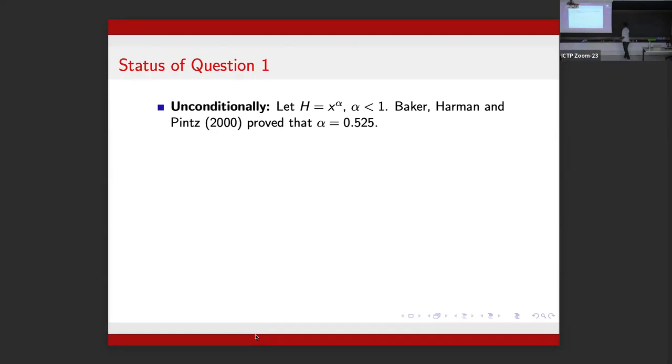Yes, so the statement is: for x less than n less than x plus h to the power 0.525, we have primes. That is the result. You mean for x large or for all x? Yeah, sorry, you mentioned x. Okay.